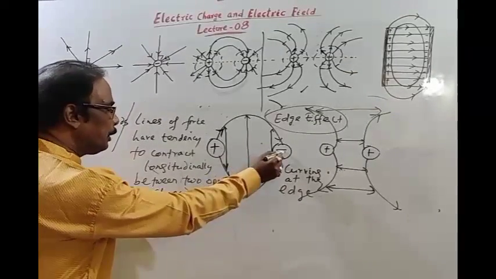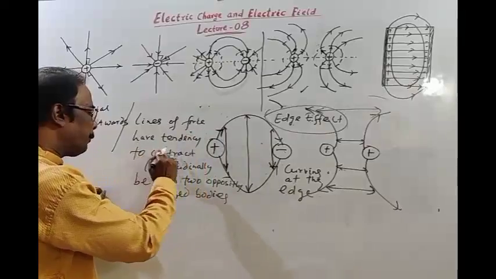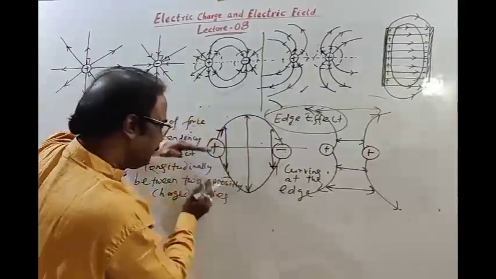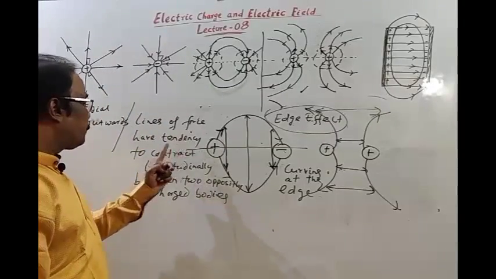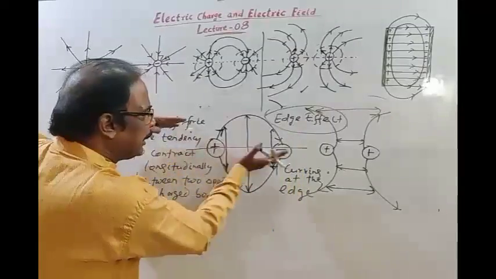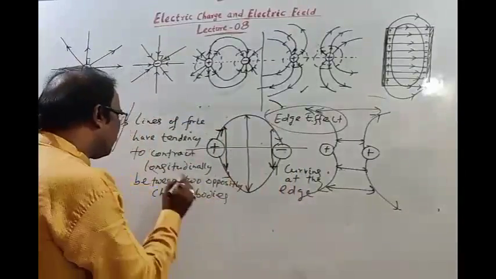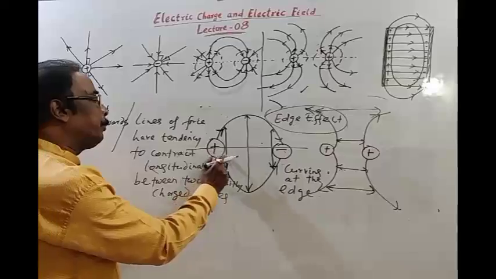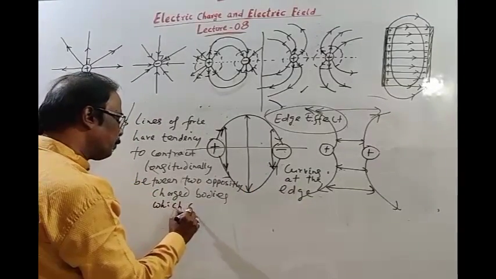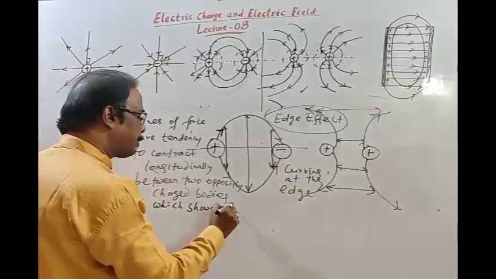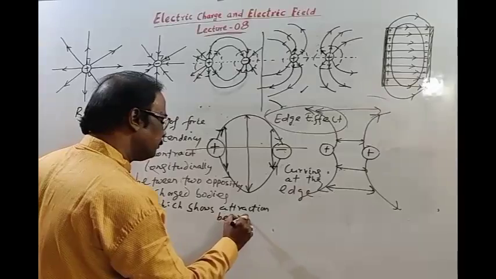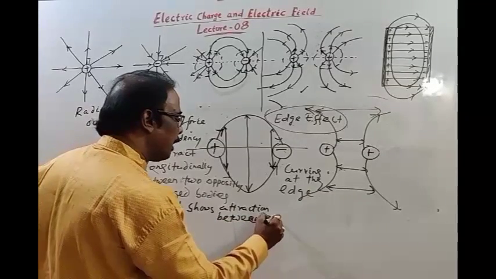Okay, these are two oppositely charged bodies. Lines of force have a tendency to contract longitudinally. Longitudinal contraction, contract longitudinally between two oppositely charged bodies, which shows attraction between the charges.